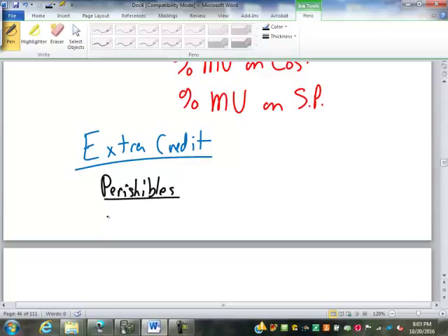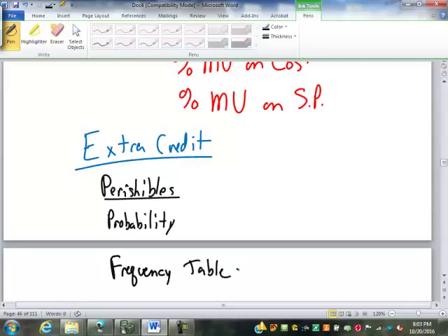Also, some probability. And some kind of painful stuff with frequency tables beyond what we would normally do with them. That's all I got to say about that.